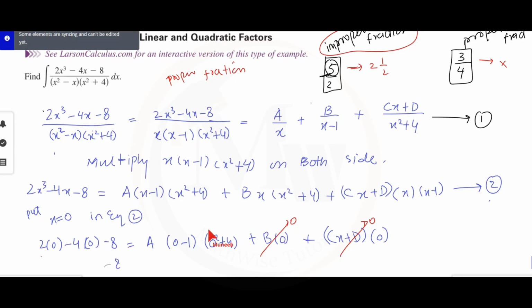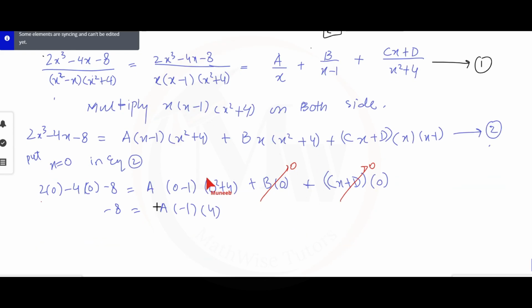So it will be minus 8 equals a times negative 1 times 4, right? That gives negative 1 times 4, which is negative 4, and it will be divided on the other side. So you will have a equal to 2 because negative and negative cancel, right? So we got the value of a. As I told you, you have only two linear factors, and one linear factor will give you one constant value, the second linear factor will give you another constant value, and the remaining two constants can be found by comparing coefficients. We'll do it later.